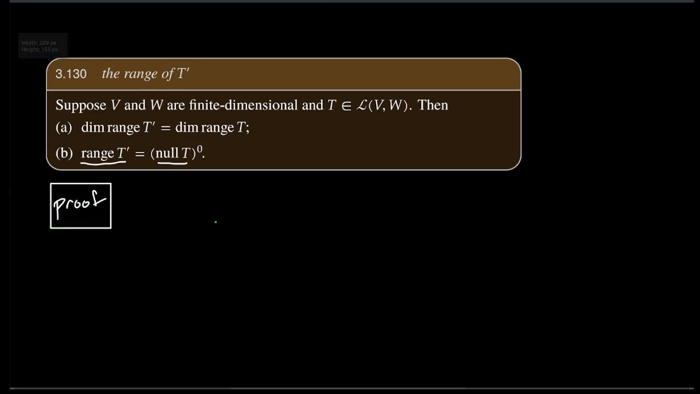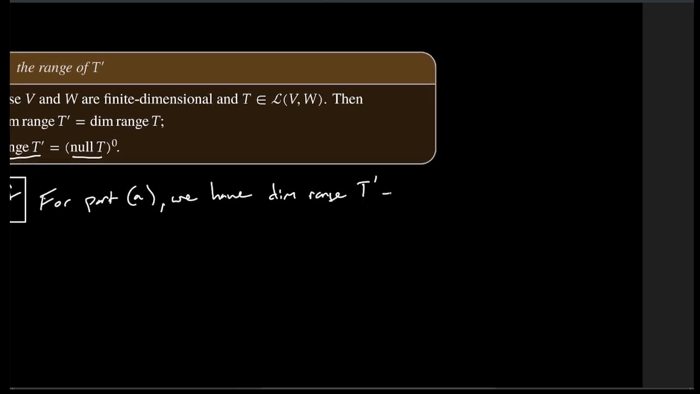All right, for part A, we have the following. Well, the dimension of the range of T prime, we know what that is. It's the dimension of W prime minus the dimension of the null space of T prime. This is just the fundamental theorem of linear maps applied to T prime. From this, I know that the dimension of W prime is just the dimension of W. After all, the dual space and the original space have the same dimension.